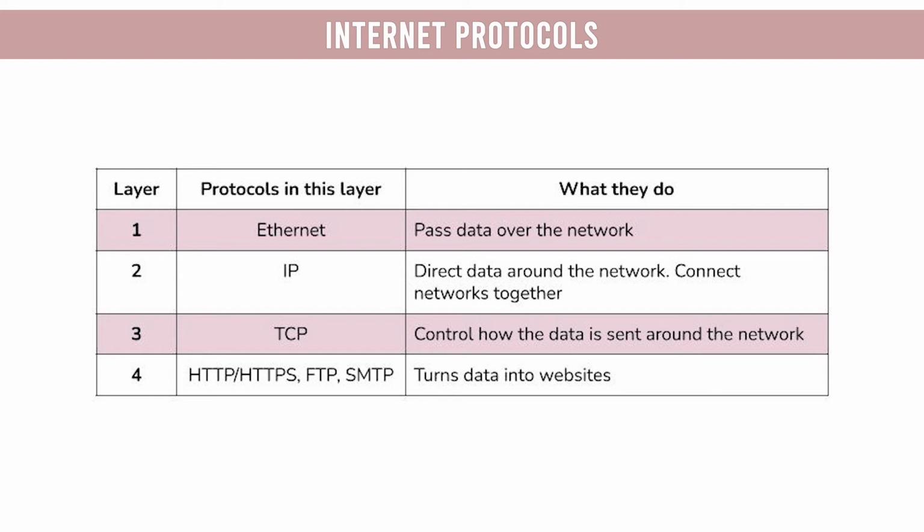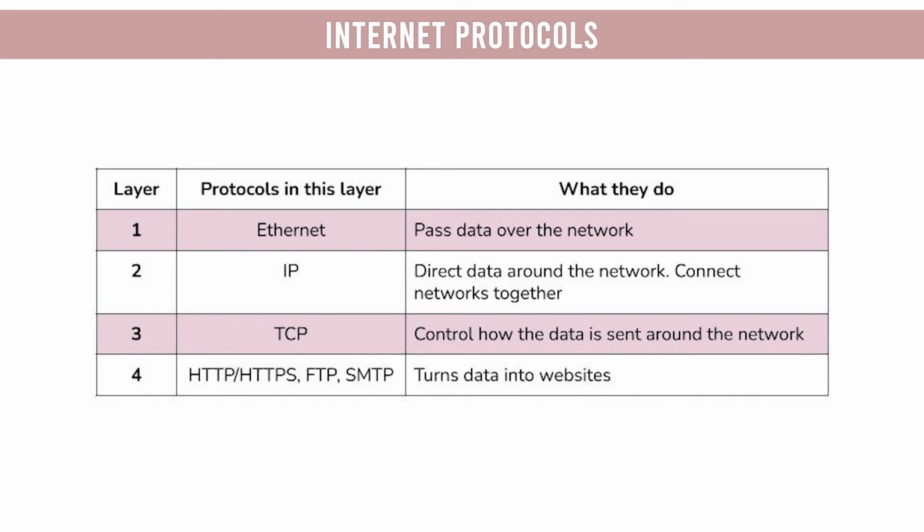The layer above that, layer 3, is TCP. This checks that the data is being sent and delivered in the right order for the packets. And then the 4th layer is HTTP, HTTPS, FTP and SMTP. These protocols are used for turning data into websites or apps and programs and vice versa.